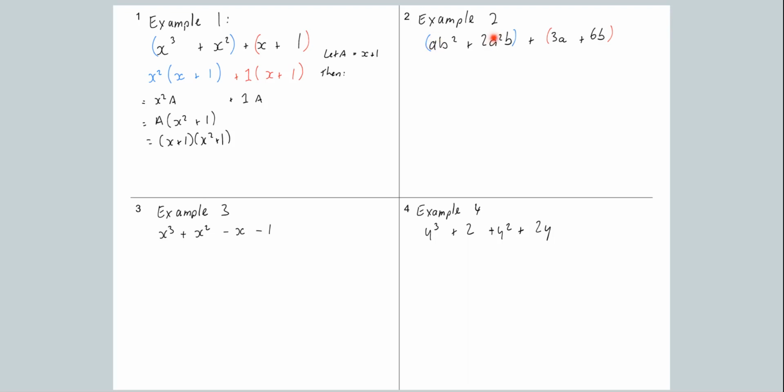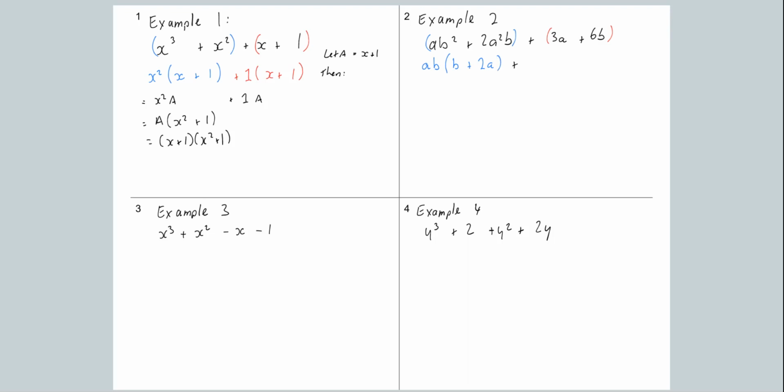We've got a and a squared. So that's a common factor of a. And we've got b squared and b. So that's a common factor of b. Open the brackets. And that leaves me with what? ab times b gives me ab squared. ab times 2a will give me 2a squared b. So there's the first bit.